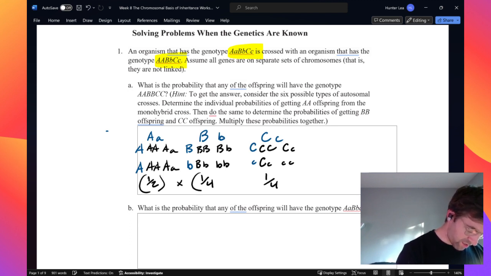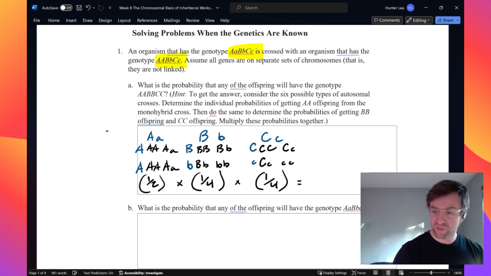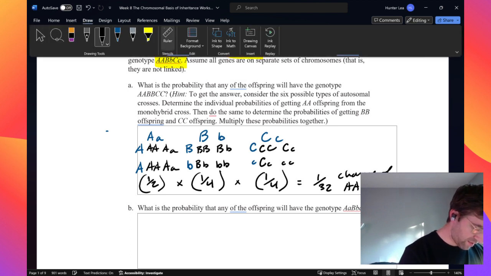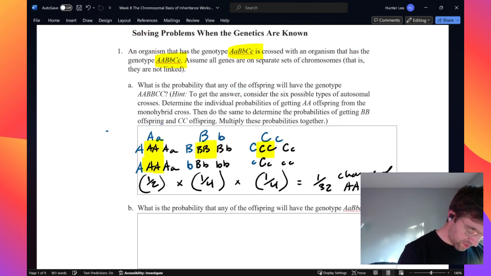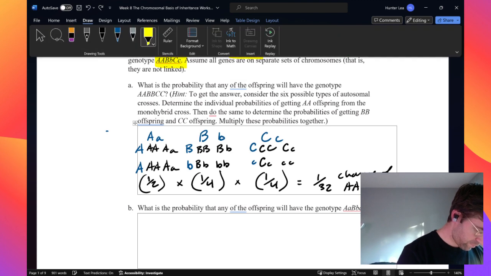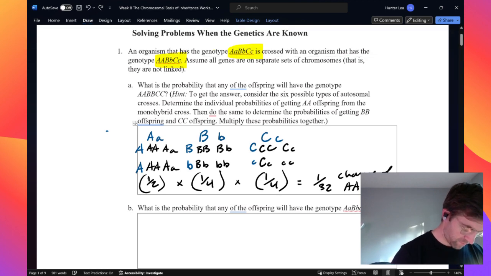So to get our probability, we simply multiply those across. Multiplying the denominators, 2 times 4 is 8, times 4 is 32, gives you a 1 in 32 chance of big A, big A, big B, big B, big C, big C. And again, these are the genotypes that we're concerned with. Cool. Okay.